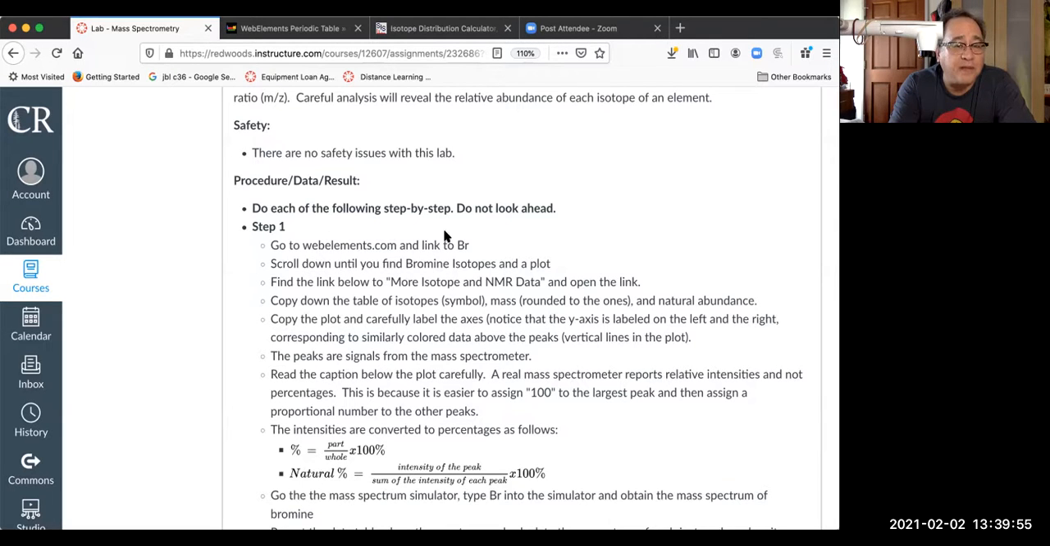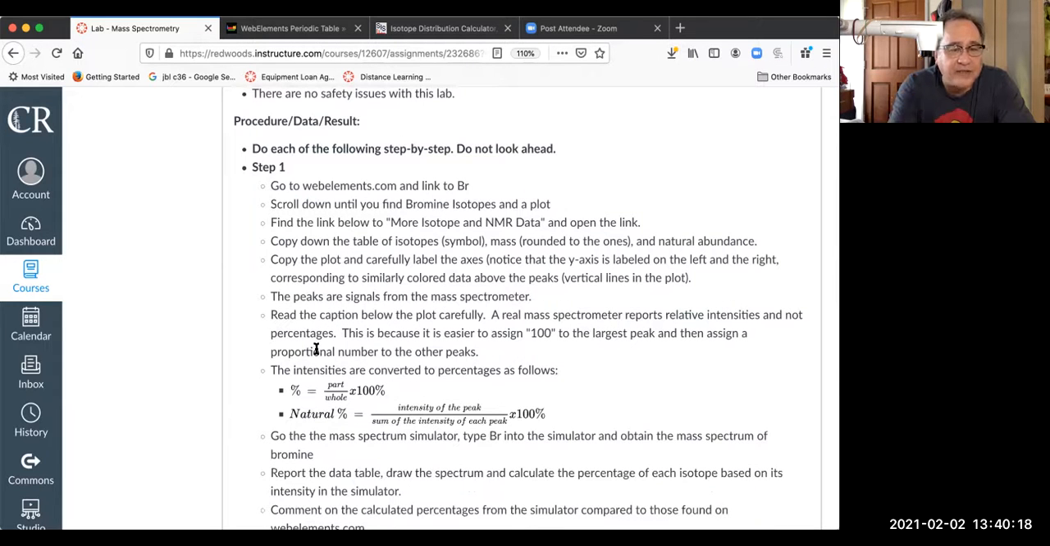We're going to go to Web Elements and link to bromine. Scroll down until you find the bromine isotopes and a plot. Find this link, copy down the table, the masses, and the plot. And then it goes on to explain that the signals are from the mass spectrometer, and we'll see what the plot looks like. So let's take a look here at Web Elements.